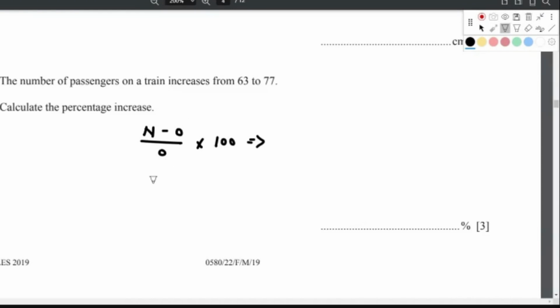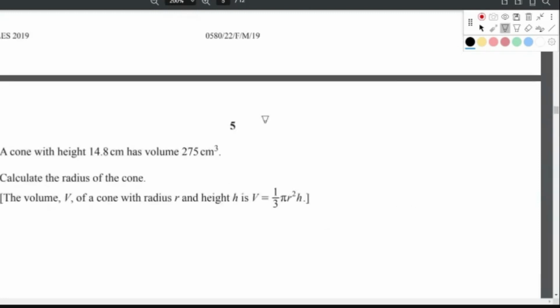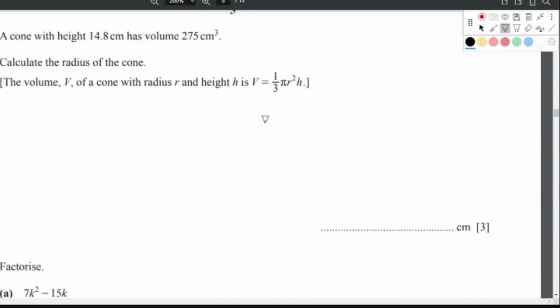So the new value is 77, the old value is 63. Divide by the old value times 100. So how much is this? 77 minus 63 divided by 63 times 100. So it's about 22.22%. Now volume, give it a try.